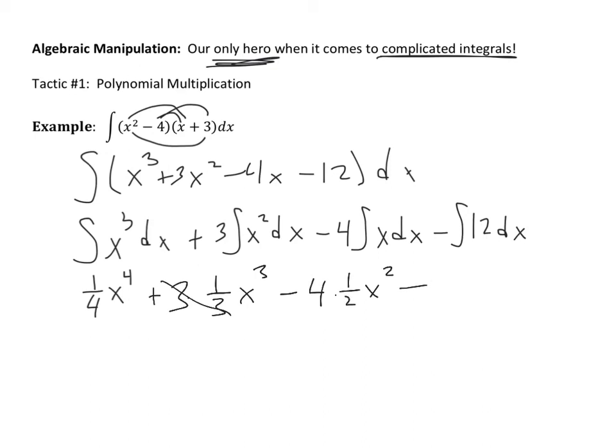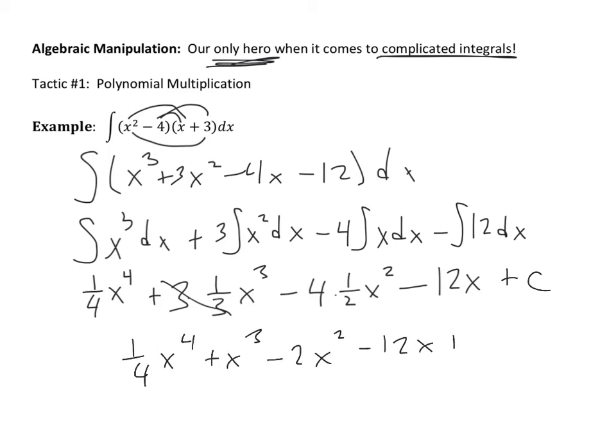And then finally, down here at the end, when we have just a constant, the way that we found the integral of that was just by doing 12x. Okay, and the reasoning for that, by the way, is that we know that the derivative of 12x is 12, and that's what we wanted. And we remember our plus c at the end. The last thing we'll do is just go through and clean this up. 1/4 x to the 4th plus x cubed minus 2x squared minus 12x plus c.